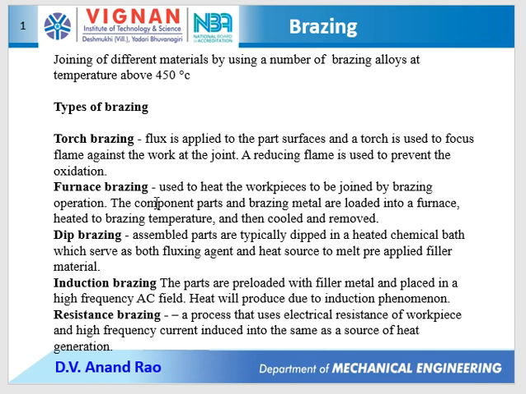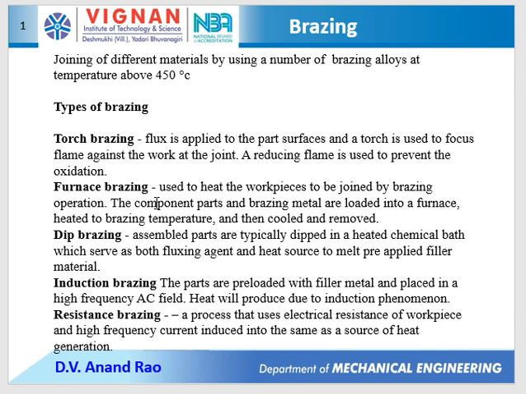First one, torch brazing. In this, we will heat the brazed metal by using a gas flame torch. Here flux is applied to the part surfaces and a torch is used to focus against the work at the joint. A reducing flame is used to prevent oxidation to avoid defects.